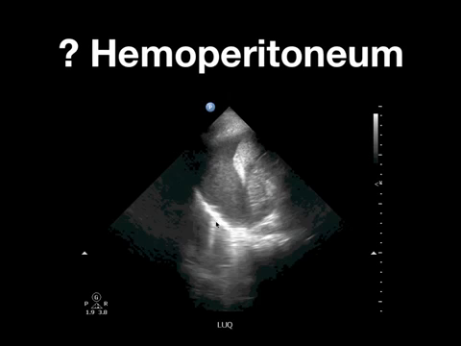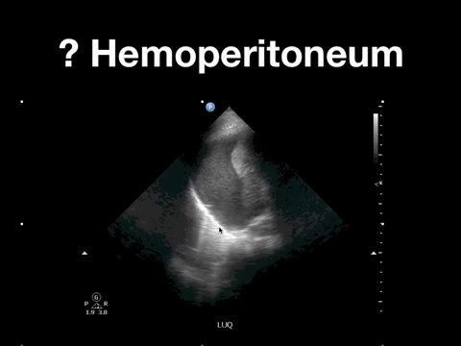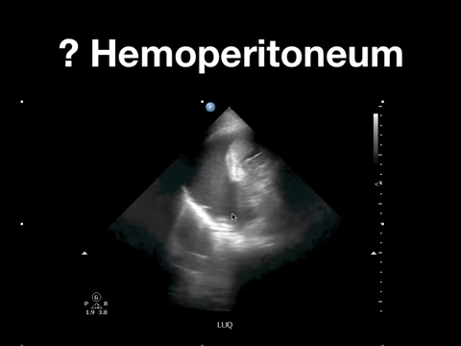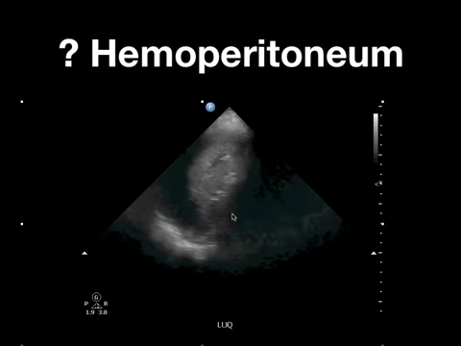Here's a patient looking at the left upper quadrant window. First thing you want to define are things that you can recognize. Here's the diaphragm here, and here's this echogenic space here. Now you have to try and define the spleen.